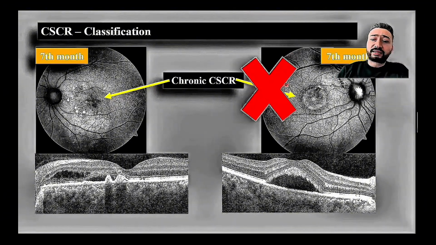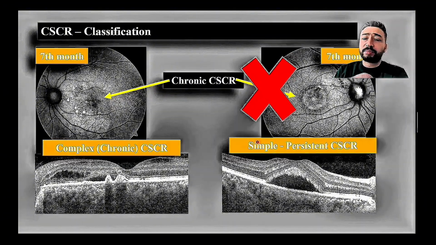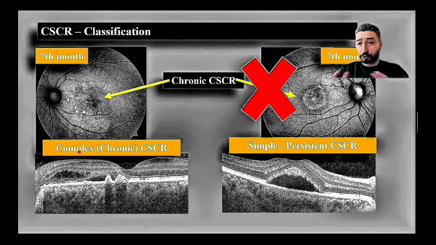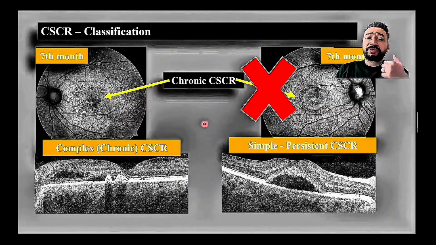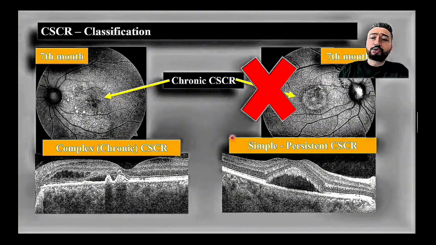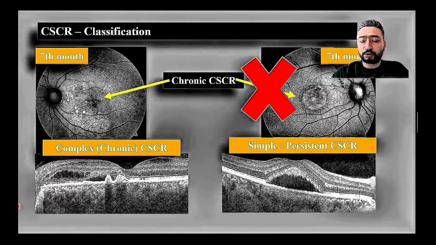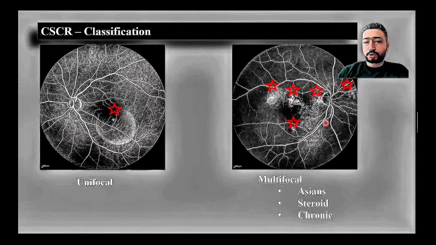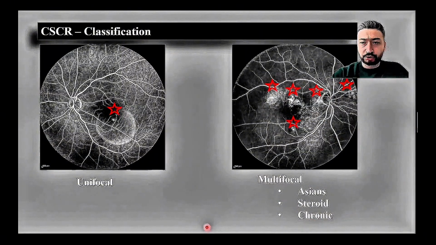Here, instead of calling this patient chronic, calling it simple persistent and labeling our other patient as complex would be more accurate. Because not everyone is fully familiar with the terms simple and complex, in this video, I will use acute to define simple cases. I will use chronic to define complex cases. Central serous chorioretinopathy may present as either unifocal or multifocal. Multifocal type is more common in Asian steroid users and chronic patients.